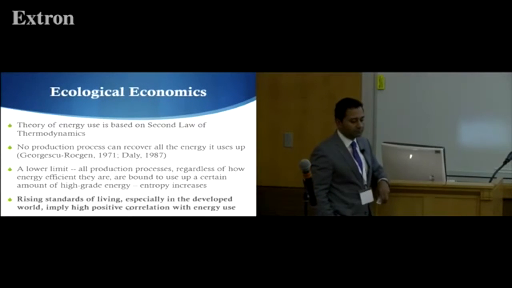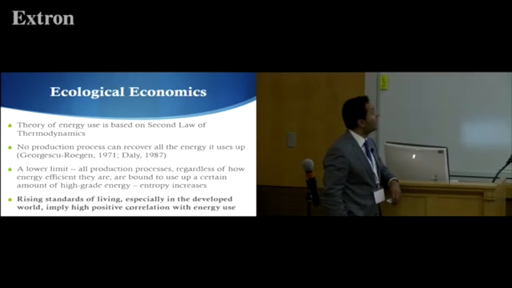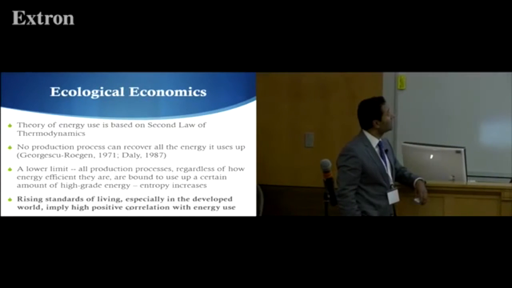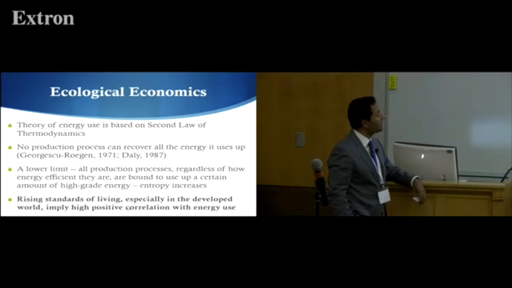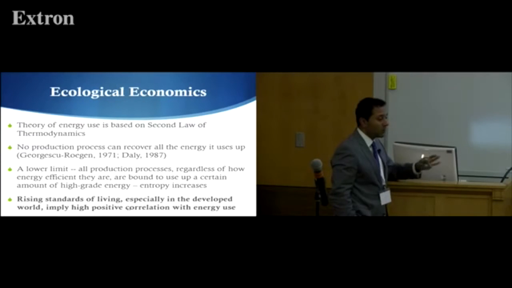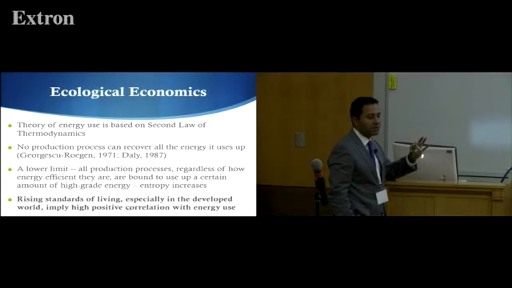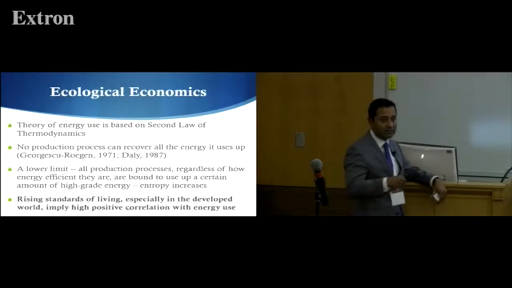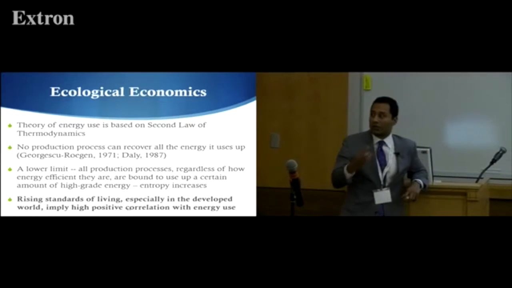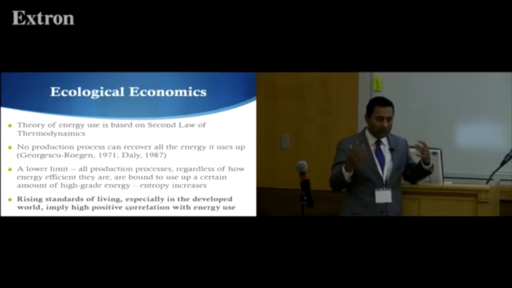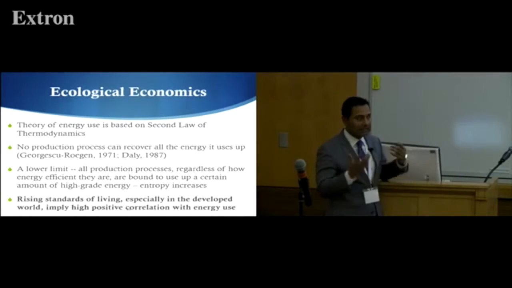Okay, so just some background information. Within ecological economics, their theory of energy is based on the second law of thermodynamics. They argue that no production process, no matter how efficient, can recover all the energy it uses up. So there's a lower limit, meaning all production processes are going to use up a certain amount of high-grade energy and turn that into low-grade energy, meaning that the total amount of disorder, or entropy, in the system will keep increasing.